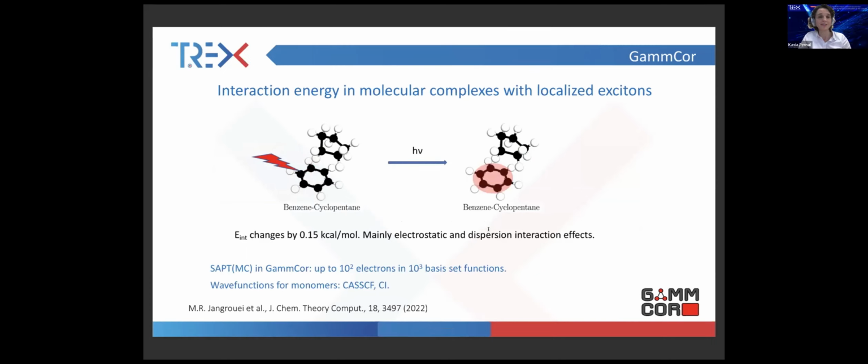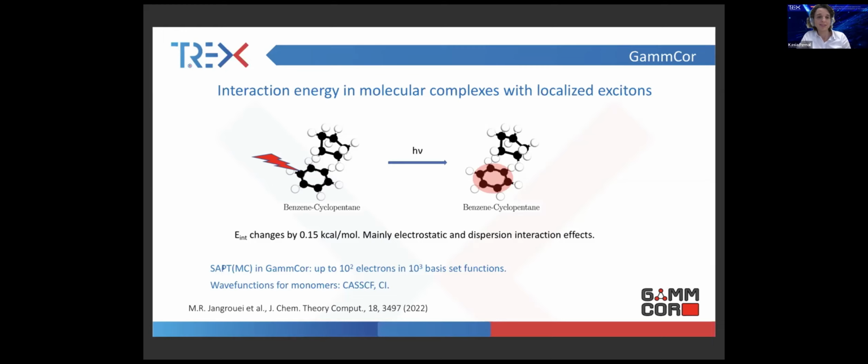Here you can see the example of the benzene cyclopentadiene dimer. After excitation of the benzene molecule, we create a pi-pi star exciton. Of course, the interaction energy between these two molecules will change. Using GAMCore, you can get the value of the change of the interaction energy, which is given here, but you can also investigate what actually has changed. For this particular system, we could see that it was mainly the electrostatic and dispersion interaction energy components that have undergone major changes.